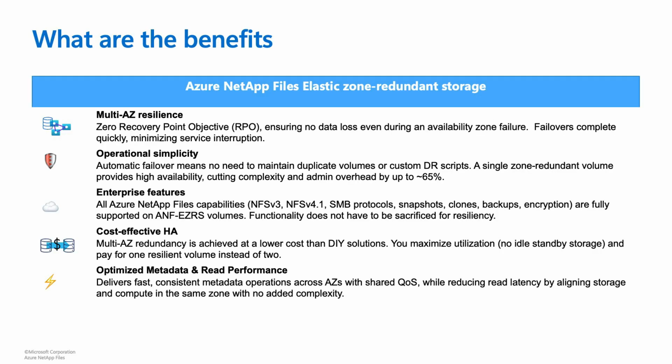Well, what are some of the benefits of Azure NetApp Files Elastic Zone Redundant Storage? First off, you get extreme resiliency. Because of the triple replication, you get 4 nines of availability uptime and 0 RPO. No data is lost even if a zone fails. And with quick automated failover, your RTO is minimal, usually just a couple of minutes of pause before things resume.